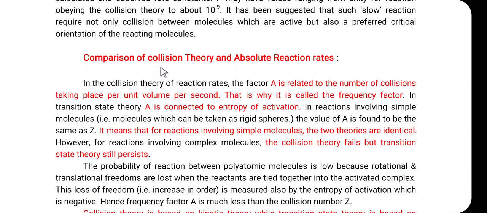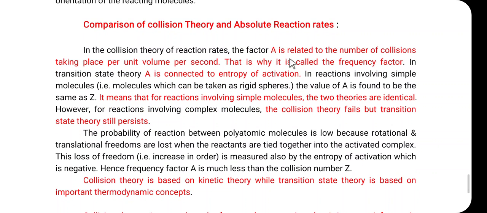Lastly, let us consider the comparison of the collision theory and the absolute reaction rate theory. In the collision theory of reaction rate, the factor A is related to the number of collisions taking place per unit volume per second. That is why it is called the frequency factor. In the transition state theory, A is connected to the entropy of activation. In reactions involving simple molecules, that is, molecules which can be taken as rigid spheres, the value of A is found to be the same as Z. It means that for reactions involving simple molecules, the two theories are identical. However, for complex molecules, the collision theory fails, but the transition state theory is still useful.